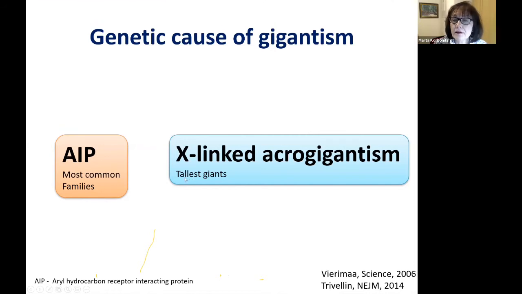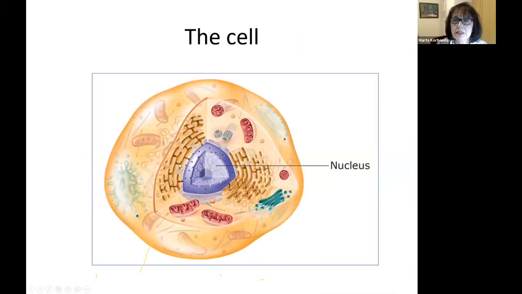And another disease I will mention, what we call X-linked acrogigantism. And these are the ones who start at a very, very young age. And these are the tallest giants, who have this particular disease.